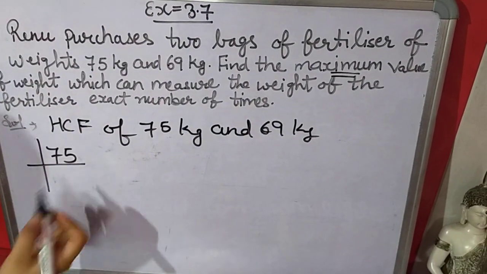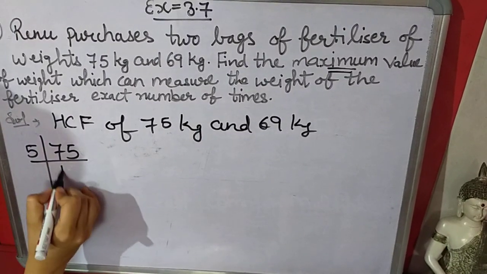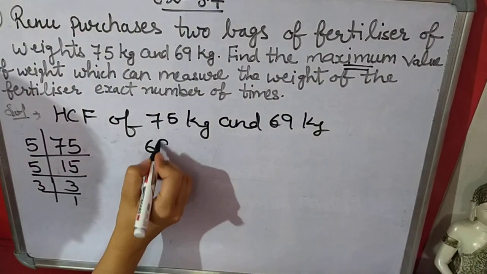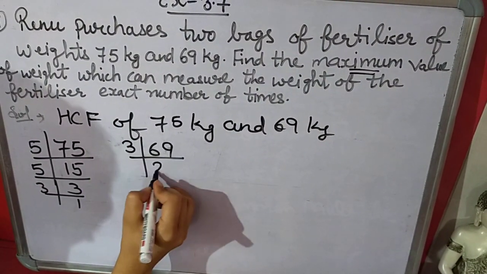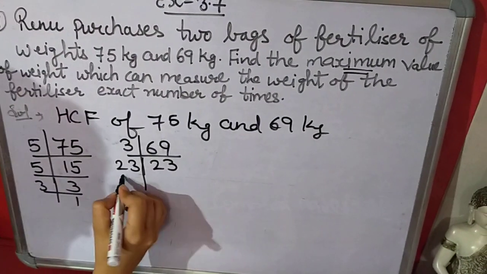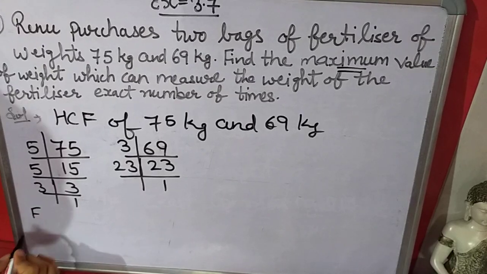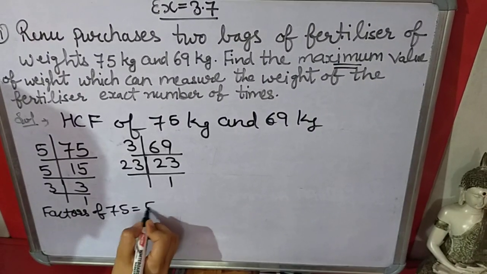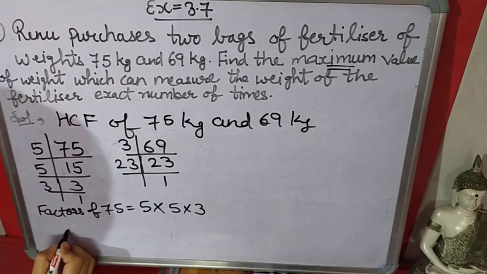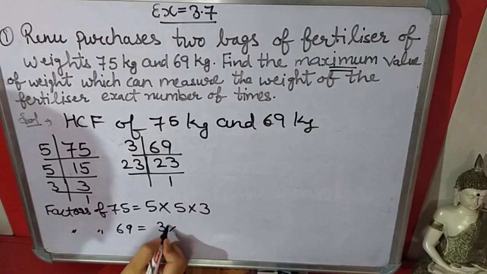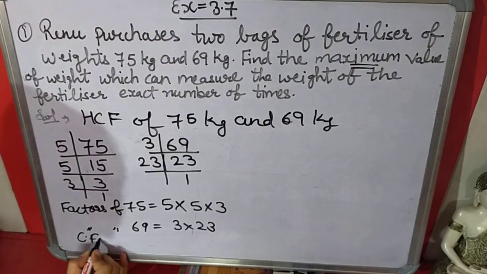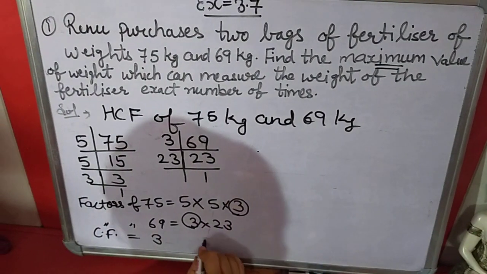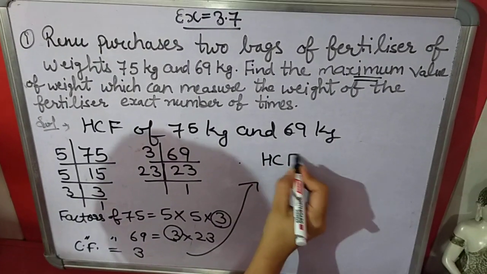Do the prime factorization of 75. Last digit is 5, so it will be divided by 5. 69 will go in the table of 3. 23 is a prime number, it will go on itself. So factors of 75: 5 multiply 5 multiply 3. Factors of 69: 3 multiply 23. Find the common factor. 3 is common, so HCF will be 3.